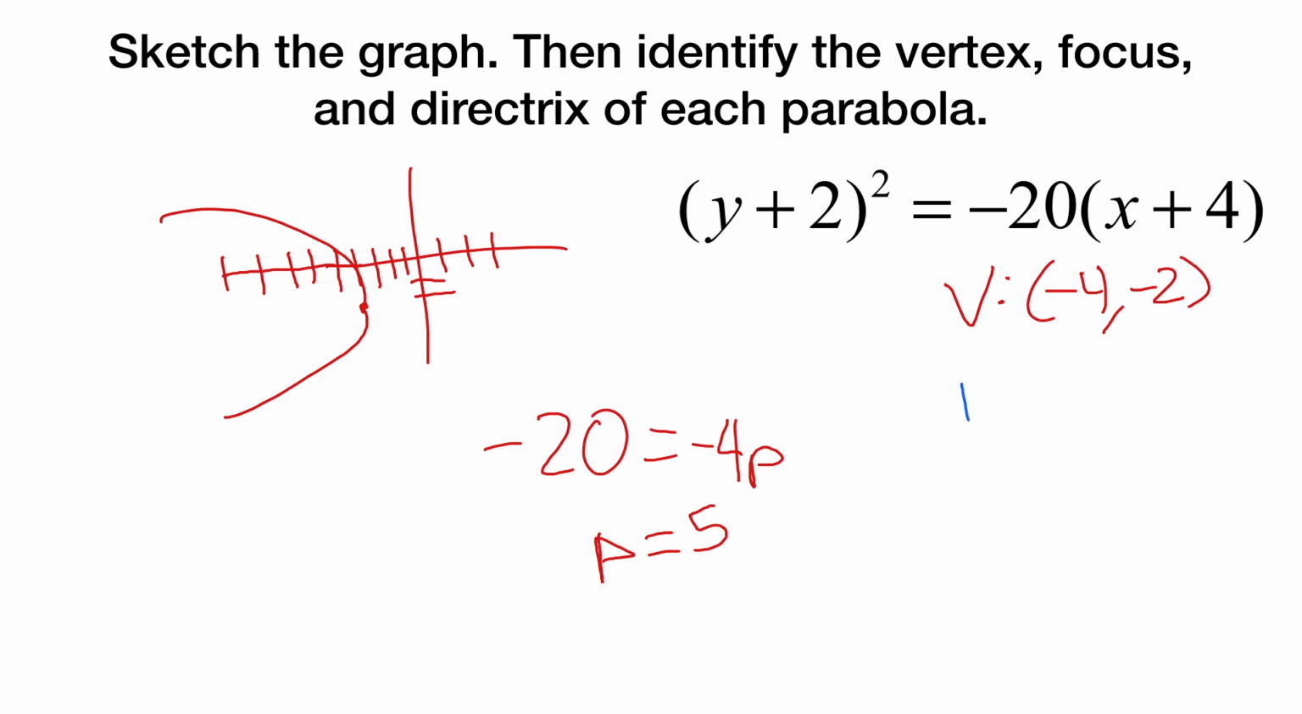So our focus in this case, because we're moving left to right, is going to be, let's see, we're at negative 4, we're moving 5 to the left, that would be negative 9, negative 2, because it didn't move up or down. And our directrix is going to be 5 to the right, which means x equals negative 4 plus 5, which is positive 1.